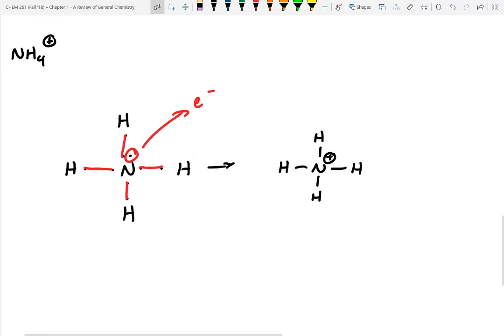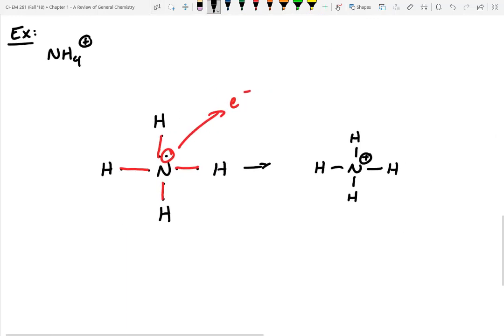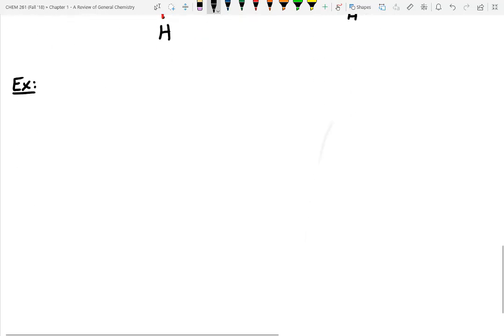All right, let's try a harder one. This time we're going to deal with bonds that are a bit more complicated than single bonds. So this one's COCl2. This is phosgene. Do we have any history buffs in here?